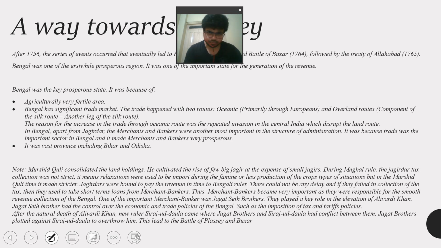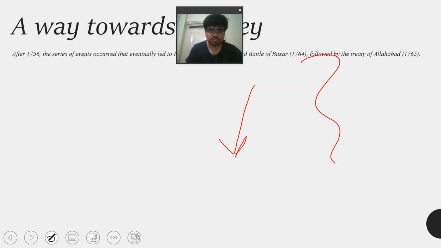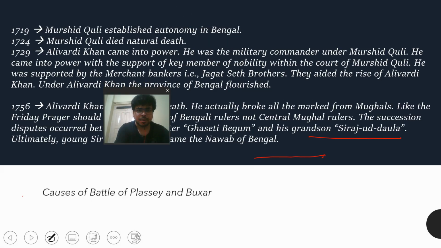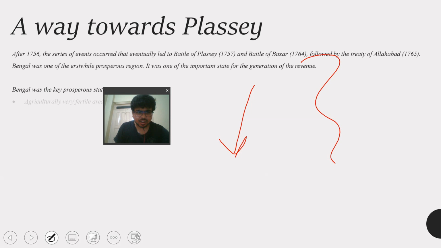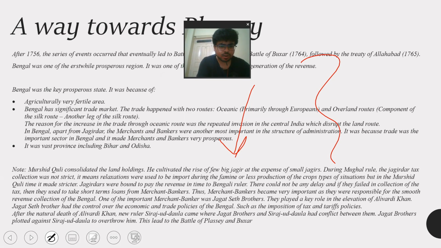So who were they? The background for all this story is here. Murshid Quli consolidated the land holdings, as I said. He consolidated all the lands. We will see that Alivardi Khan came into power. He was the military commander of Murshid Quli Khan, and he established autonomy in Bengal. He died a natural death, as we have seen here. Now we are continuing after his events. Murshid Quli consolidated the land holdings, meaning he captured those lands, which should be under the government's rules, and he imposed various policies.